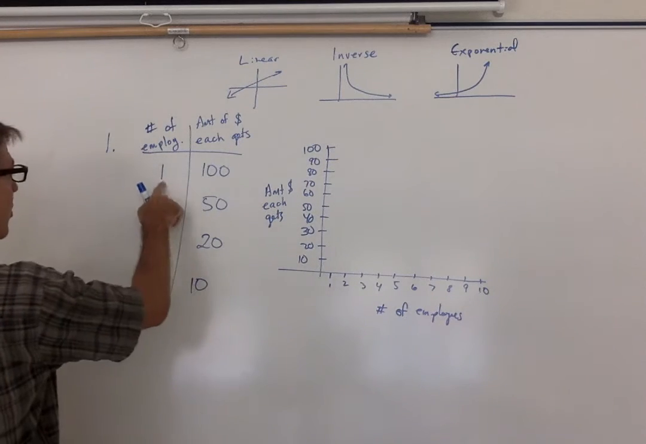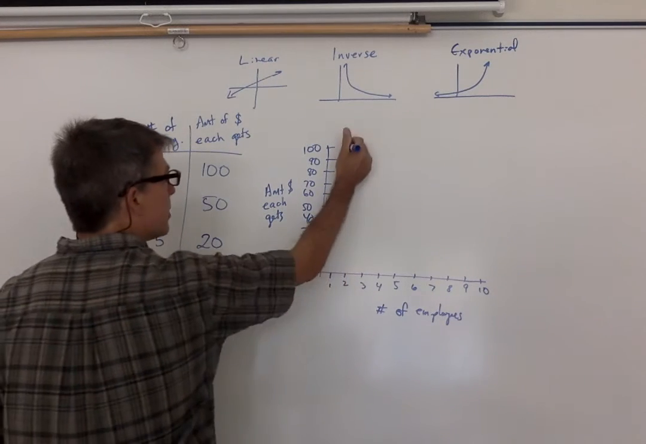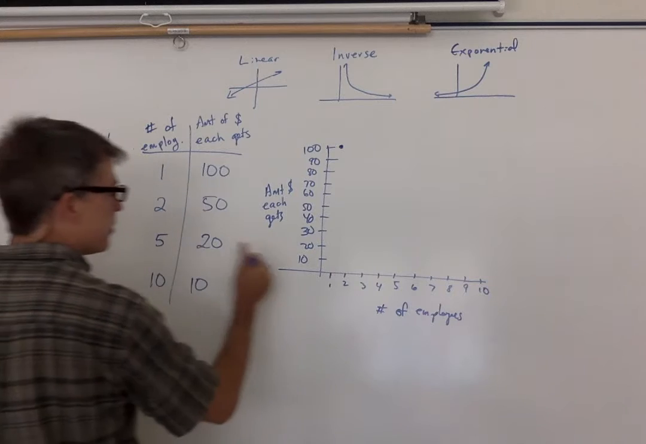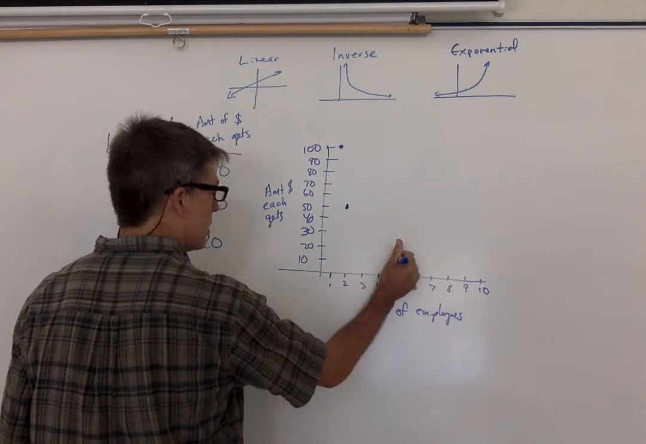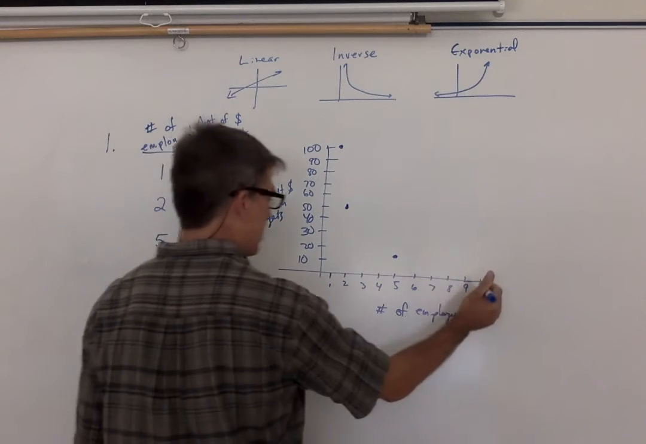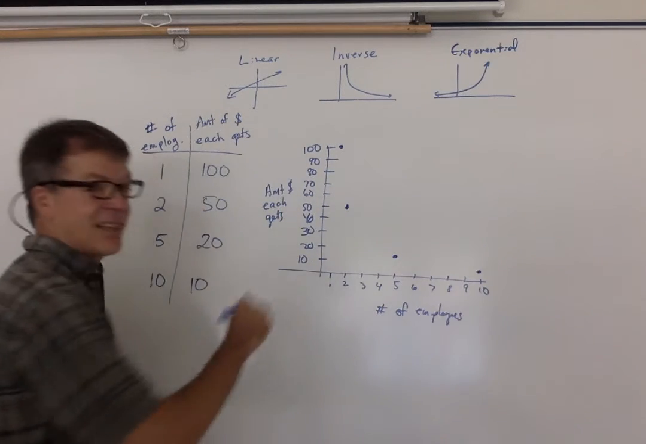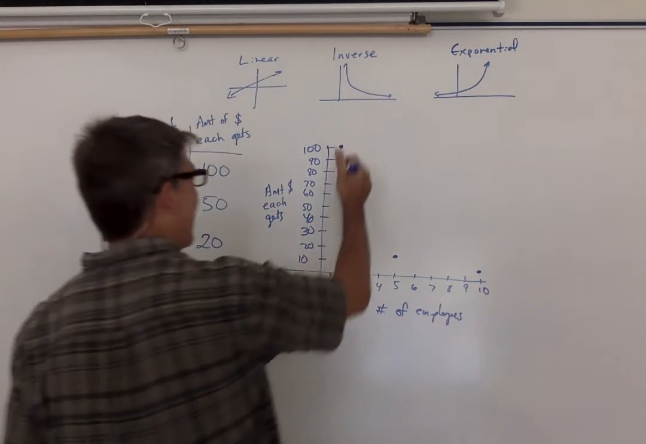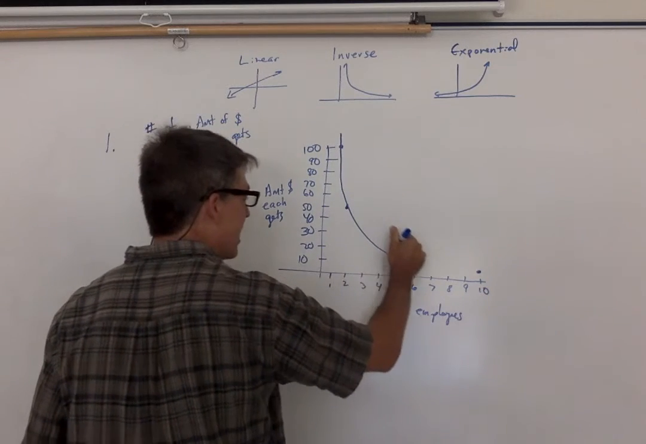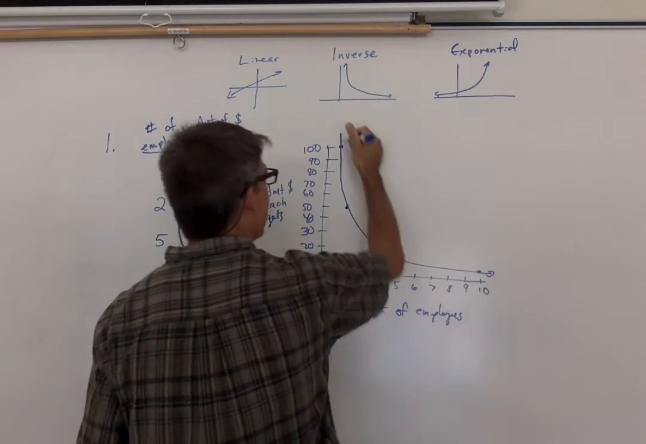So over 1 and up 100. Over 2 and up 50. Over 5 and up 20. Over 10 and up 10. Kids, does that look linear to you? No way, right? This guy comes in for a landing, like that, right?